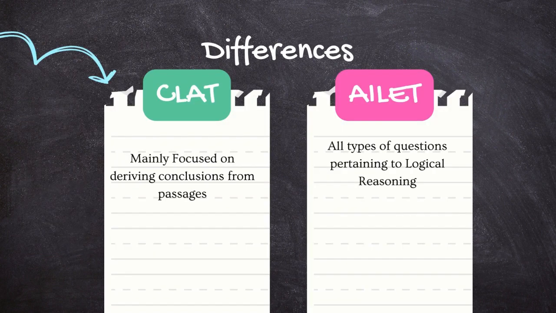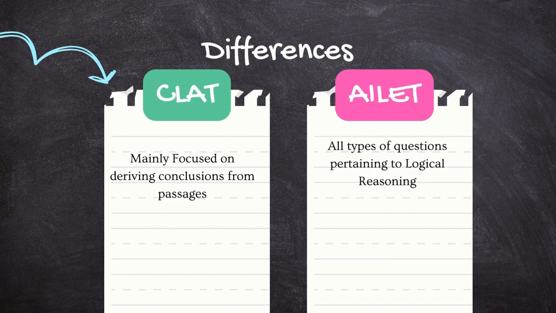Now, let us understand the difference in the CLAT and AILET exams with reference to the topic of logical reasoning. Logical reasoning is an important part of both exams. However, there are differences in the type of questions, the number of questions appearing, and the degree of knowledge and practice required to solve those questions. So, let us look at some of the differences.